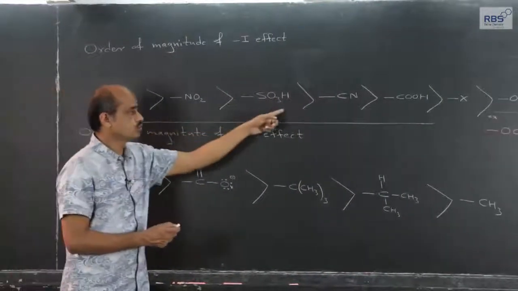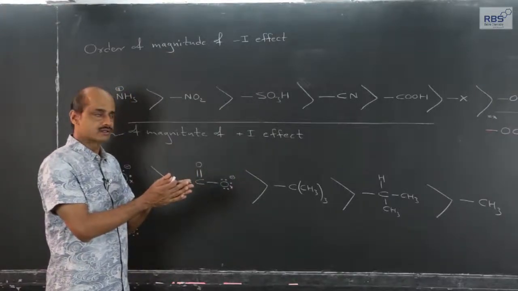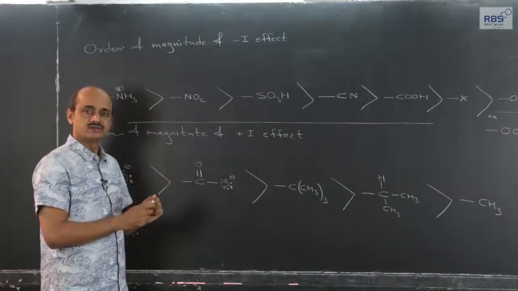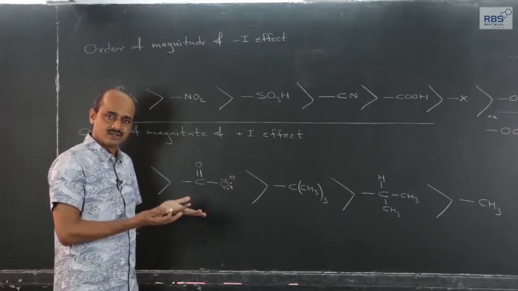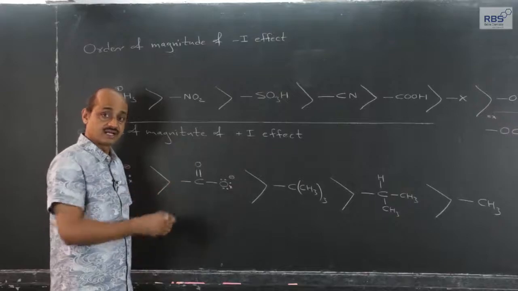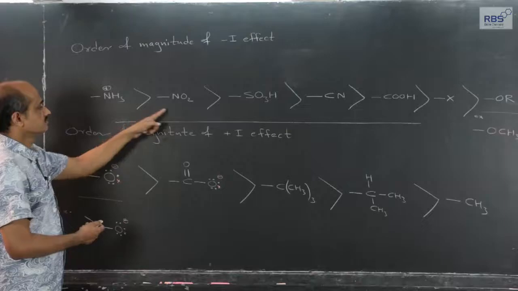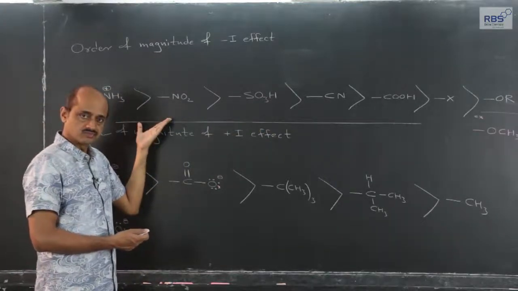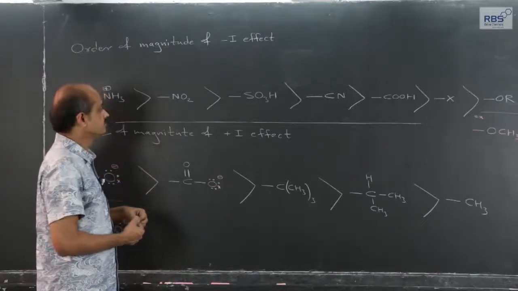These are the examples which show minus I effect, meaning negative inductive effect, meaning these groups, if they are attached to carbon in a chain of carbon atoms, or in some cases a carbon of an aromatic ring like phenyl or some other aryl. The order is such, this should be known to us. There are a few other groups also that we can go through in our textbooks.